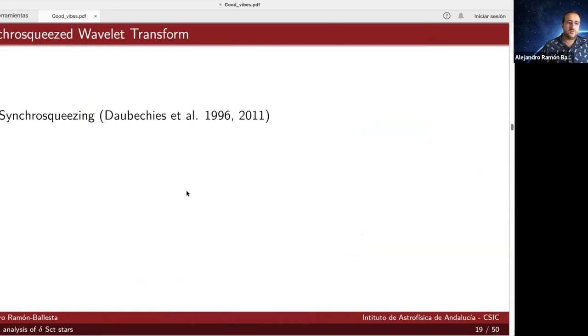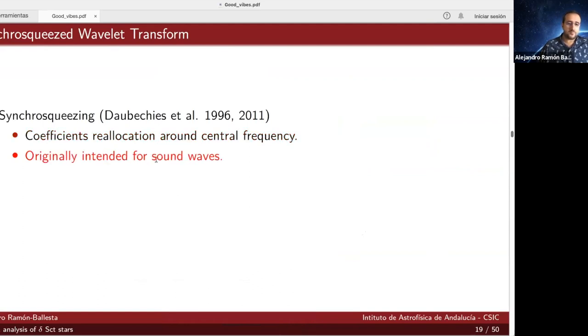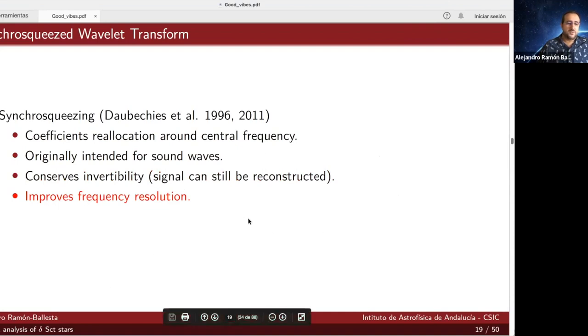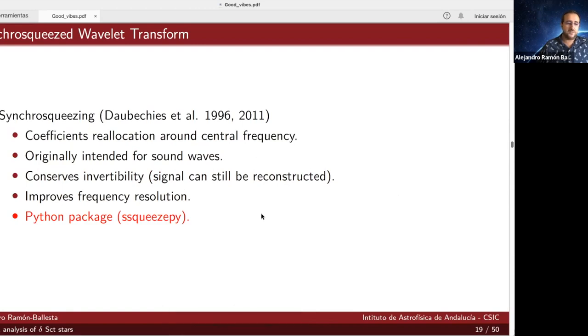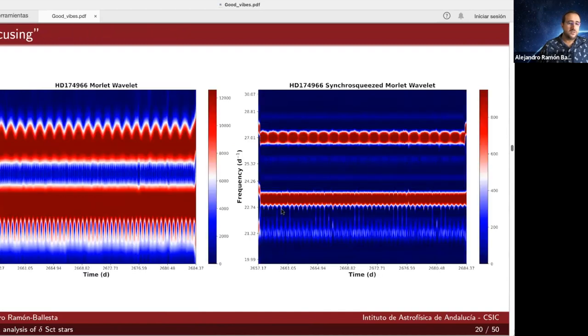That's why Daubechies developed a method to reallocate the coefficients around a central frequency by looking into their phases. It was originally intended for sound waves, but its use has been extended to other studies. And as sound waves are quite similar to light curves, in fact, we think it's a good idea to use it. The signal can still be reconstructed from the coefficients, so we don't lose information, and as a result it improves frequency resolution. Luckily for us, there is a Python package quite useful to do this task. So from a plot with wide frequency bands, we go into a plot with more resolved frequencies.